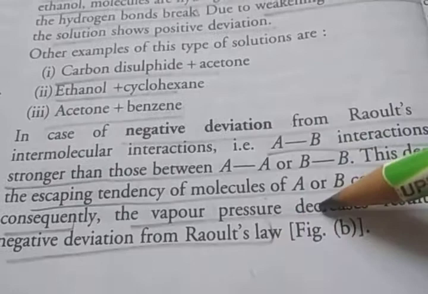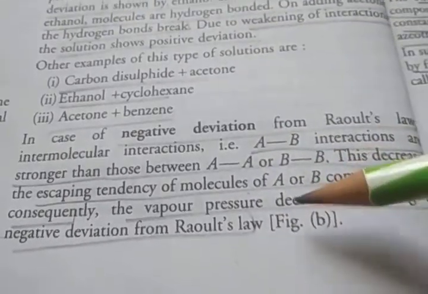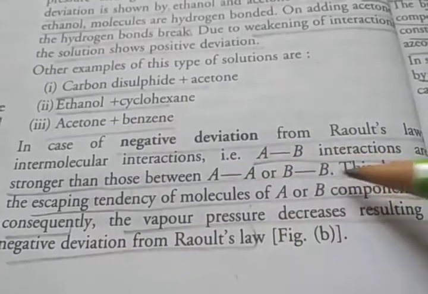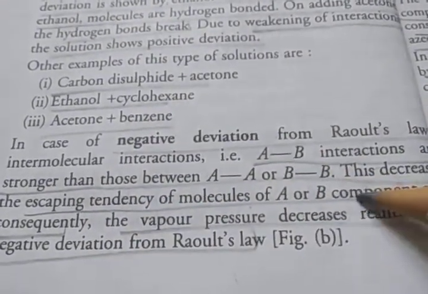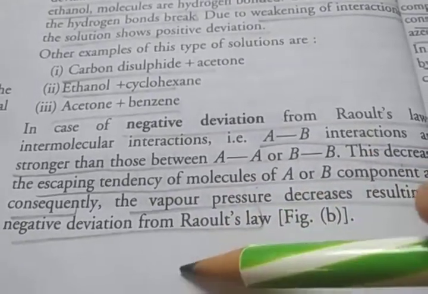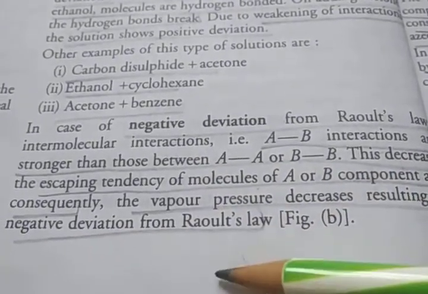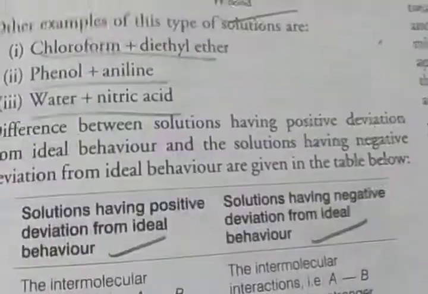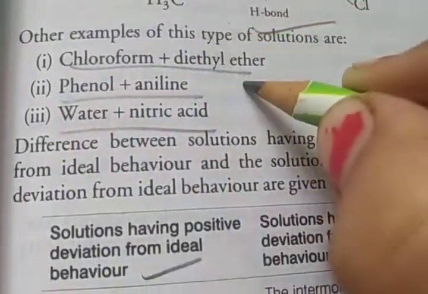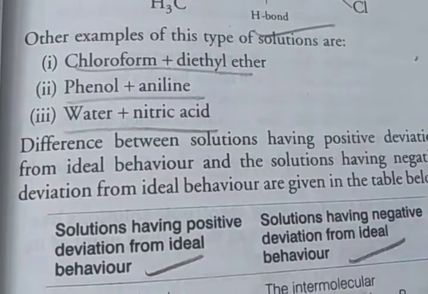Then negative deviation, the opposite of positive. So here, in Raoult's law, the AB intermolecular attraction is stronger in comparison to AA and BB. So the escaping tendency of the molecules decreases and consequently the vapor pressure decreases, resulting in negative deviation. Examples: chloroform and diethyl ether, phenol plus aniline, water plus nitric acid.